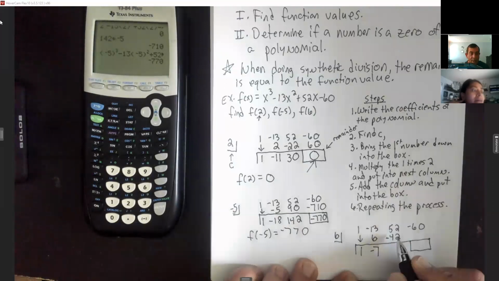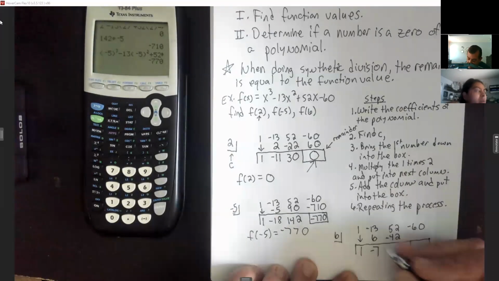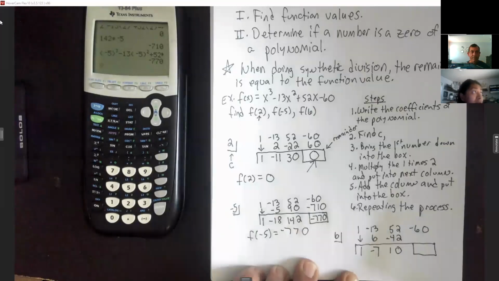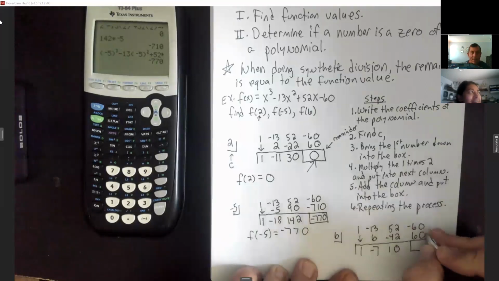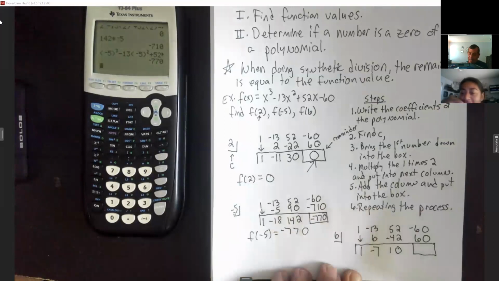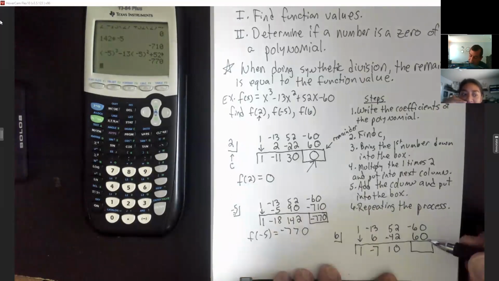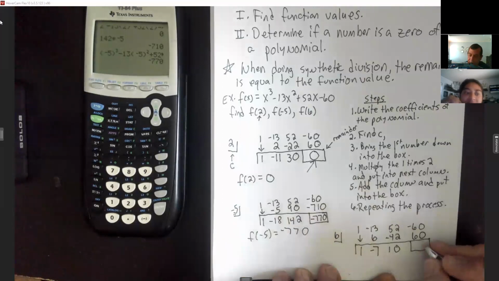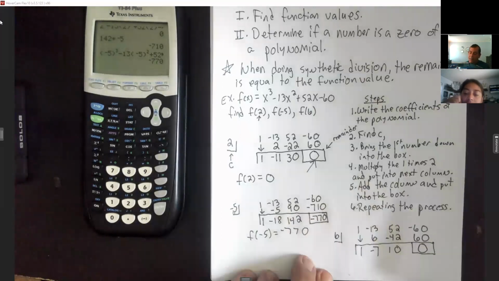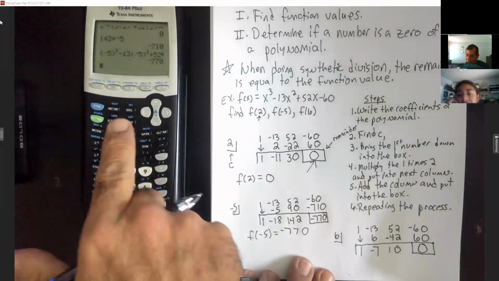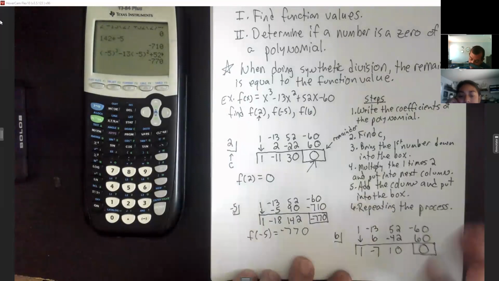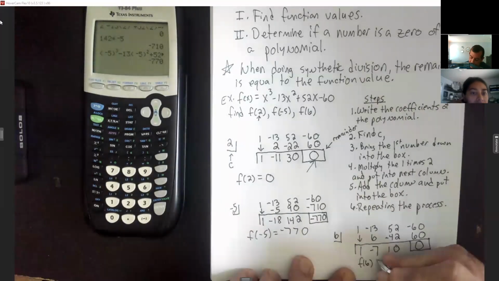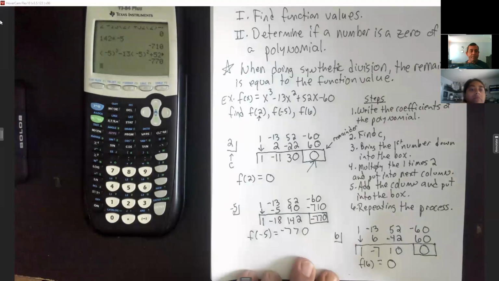Add 52 and a negative 42, that's going to give me a 10. Multiply 10 times 6 to get a 60. And then y'all finally add that negative 60 to that positive 60 and get a remainder of 0. So if you put zeros in on that calculator, you're going to get an answer of 0 for that. And so f of 6 equals 0.